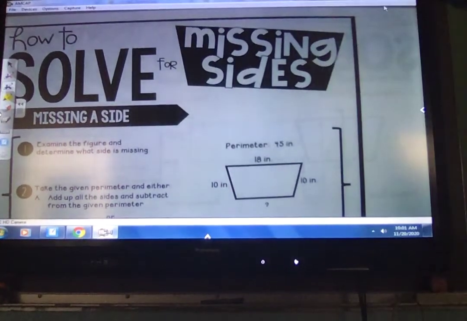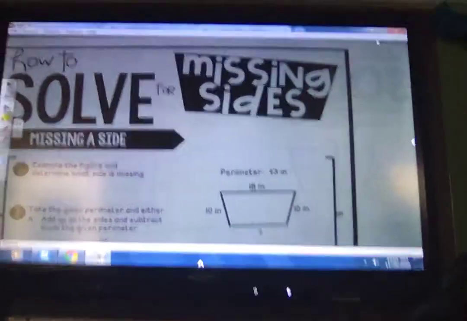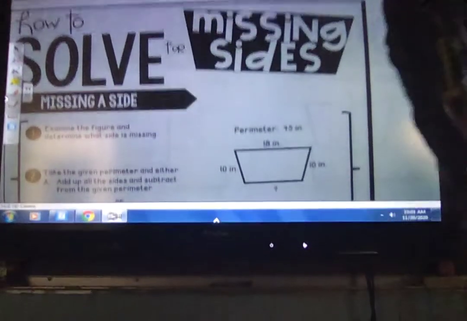So you have two handouts that we're going to go over. Hang on, let me get my computer straight.